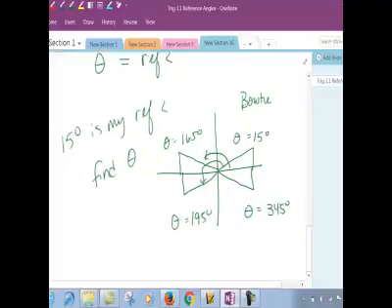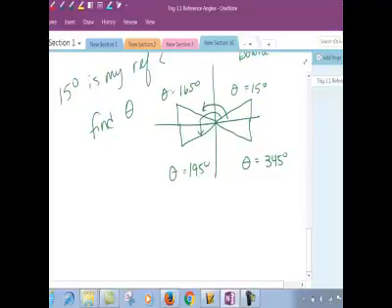All right, that's really all I have. In class, we're going to work on a worksheet that explores this bow tie relationship and how this is going to lead us to finding exact values all the way from 0 to 360.